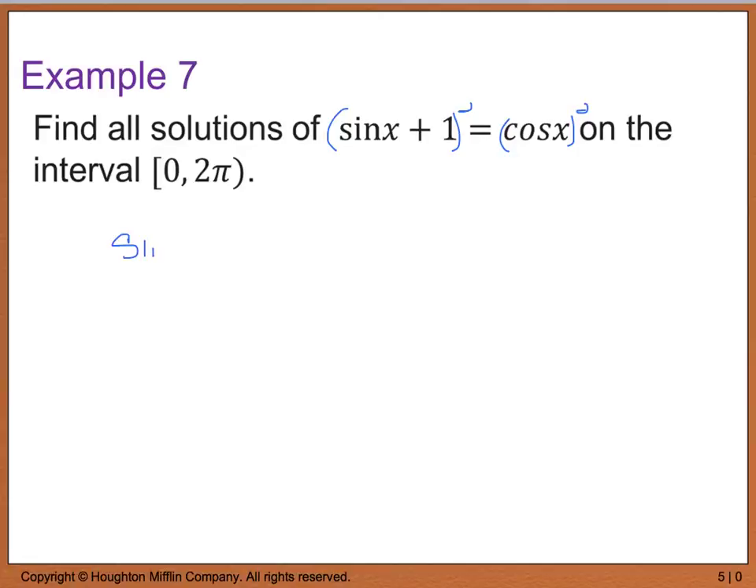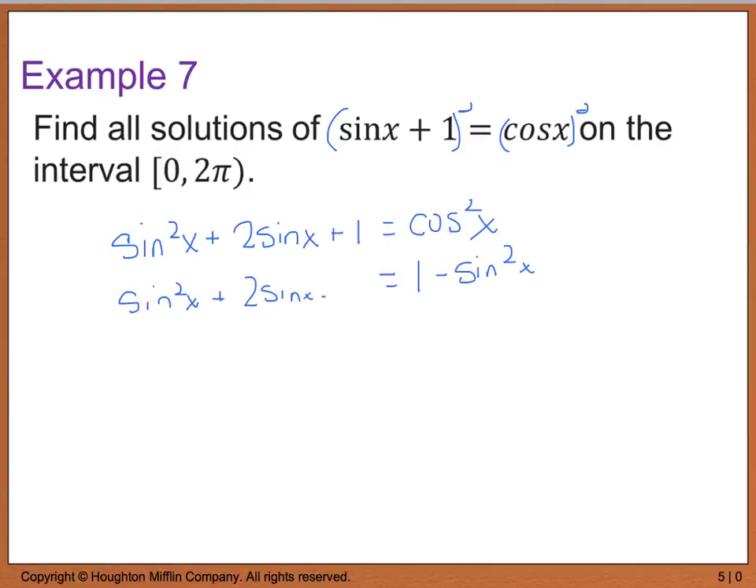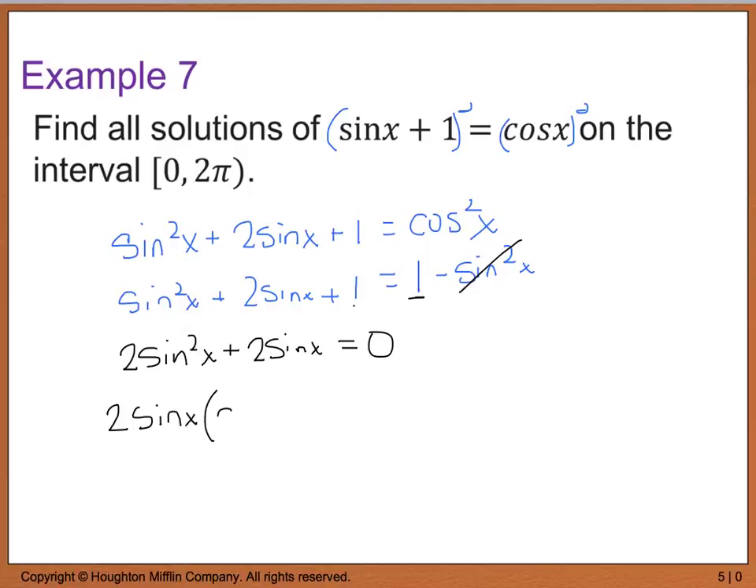So when I do that, I end up with sine squared x plus 2 sine x plus 1 is equal to cosine squared x. Well, cosine squared x, I know I can change to 1 minus sine squared x, and that's going to equal sine squared x plus 2 sine x plus 1. When I move everything over, I'm going to add the sine squared, so I have 2 sine squared x, which takes care of that term, plus 2 sine x. I'm going to subtract this one from this one, which is going to give me 0. So now I can factor a 2 and a sine x out, and I'm left with sine x plus 1 equals 0.